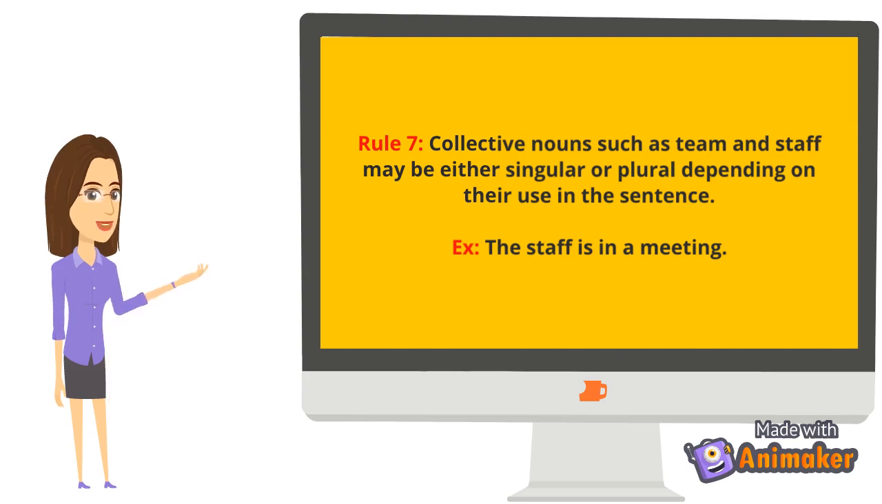Rule number 7 says that collective nouns such as team and staff may be either singular or plural, depending on their use in the sentence. Example: the staff is in a meeting. As you can see, staff here is acting as a unit.